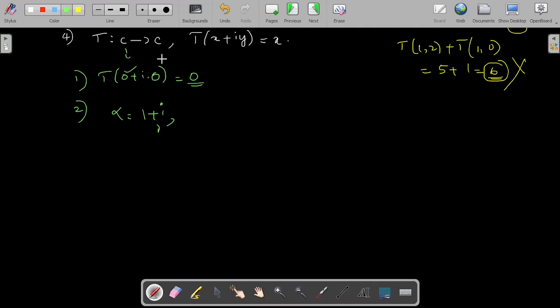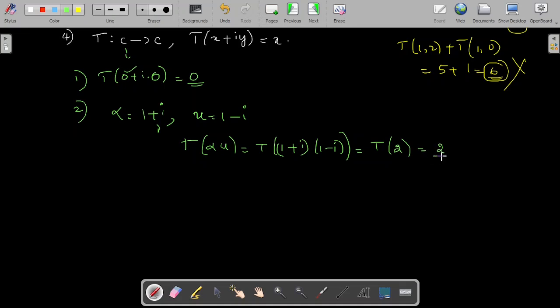Alpha equal to 1 plus i is a scalar because C is a vector space over C. You take u equal to 1 minus i. So T of alpha u is equal to T of (1 plus i) into (1 minus i). What is this value? T of 1 square minus i square, so that is T of 2, where T of 2 goes to 2 because the real part of 2 is 2 itself. Now alpha into T of u, you check (1 plus i) into T of (1 minus i).